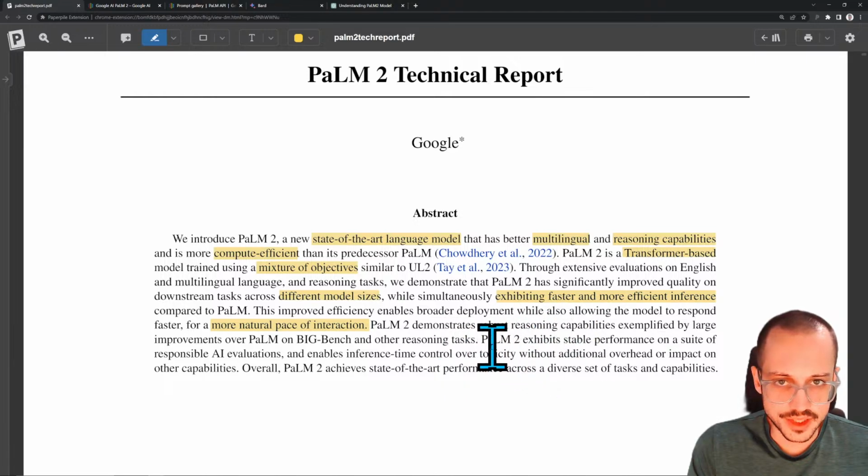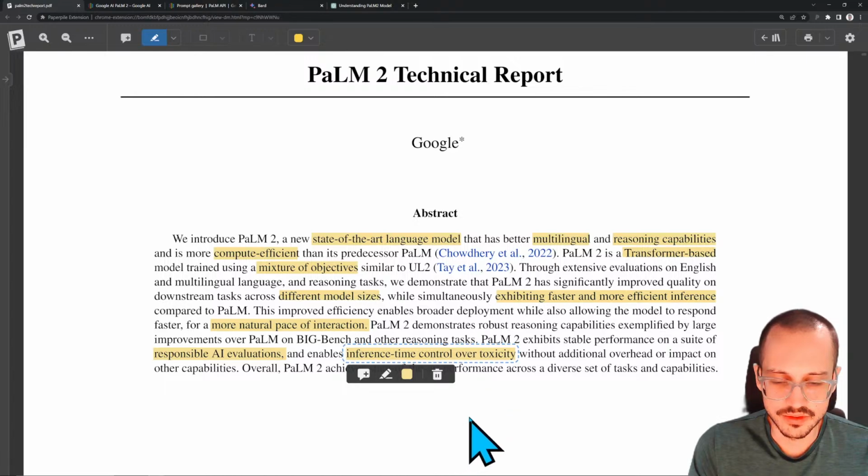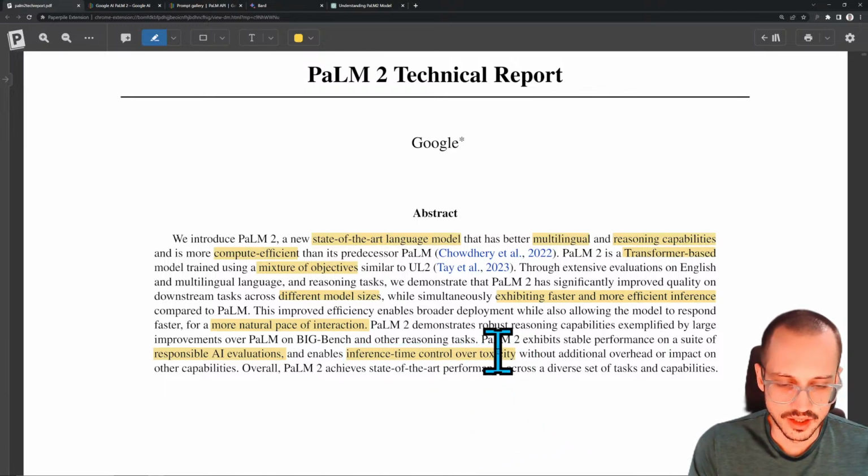"Demonstrates robust reasoning capabilities over PaLM on Big-Bench and other reasoning tasks. Exhibits stable performance on a suite of responsible AI evaluations." What the heck is that? "Enables inference-time control over toxicity without additional overhead." What is inference-time control over toxicity? Does that just mean like active filtering?